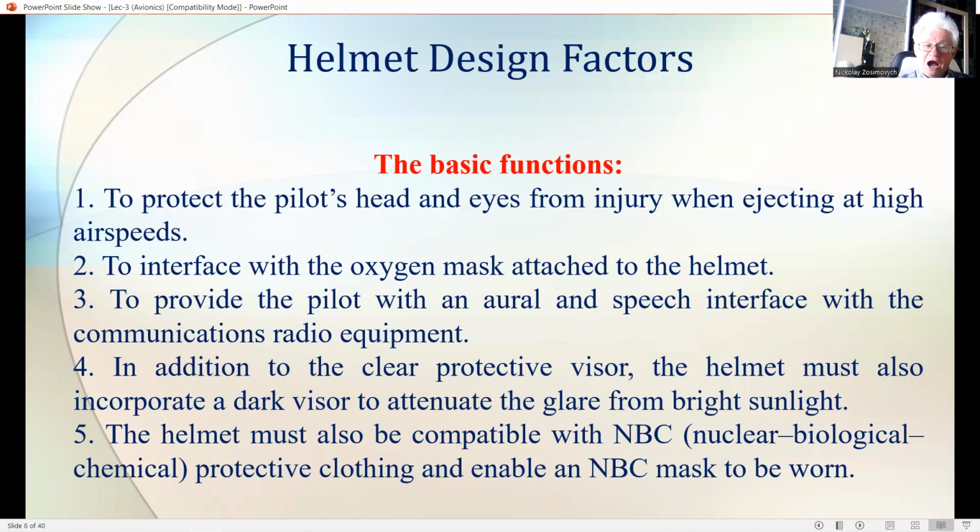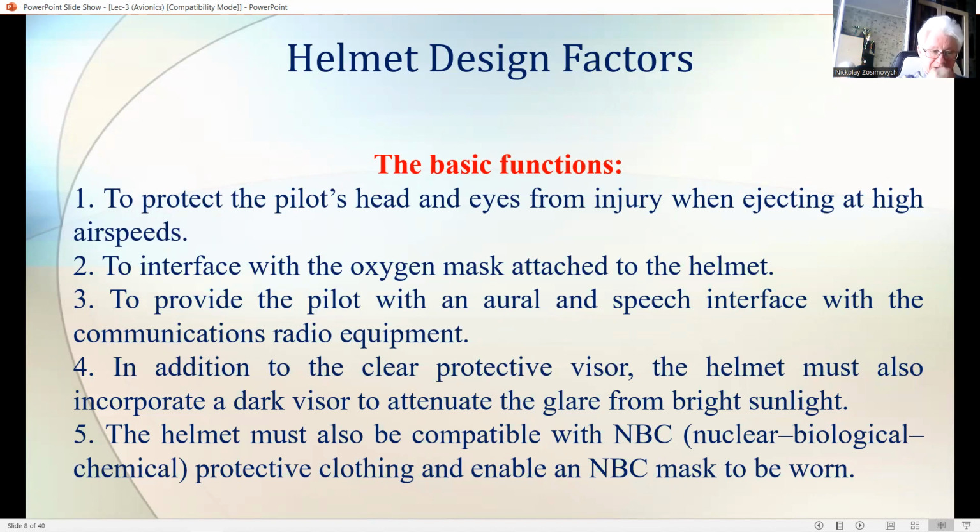Combat aircraft use a special pressurized breathing system for high G maneuvering, and to provide the pilot with an oral and speech interface with the communications radio equipment. The helmet incorporates a pair of headphones which are coupled to the output of the appropriate communication channel selected by the pilot. The helmet and earpieces are also specifically designed to attenuate the cockpit background acoustic noise as much as possible.